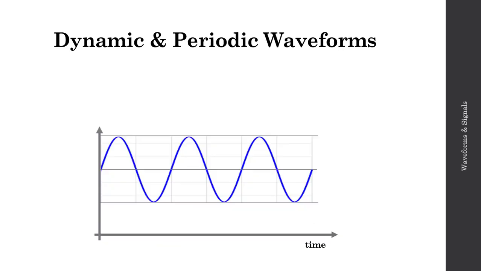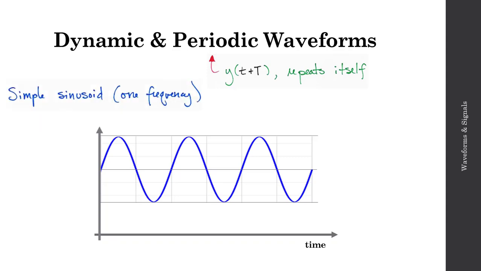Now we also have dynamic and periodic waveforms. Periodic indicates that the waveform repeats itself with respect to time. So y of t will be described as y of t plus capital T, where T is the period of the waveform. A standard example of a dynamic and periodic waveform is the simple sinusoid, which has just one frequency component. Given a frequency of the sinusoidal signal, omega, we can calculate the period of the sinusoidal signal as capital T equals 2 times pi over omega.